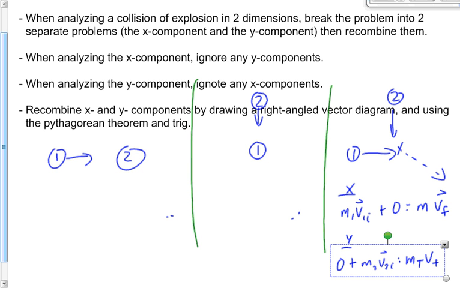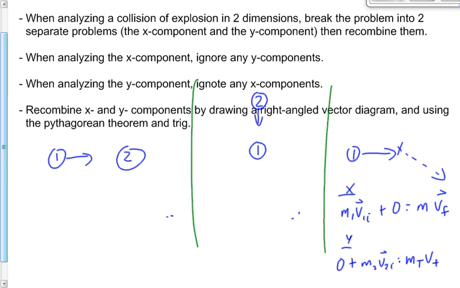The x component has zero momentum for the second object. Can you explain to me why I can do that? In the first problem, it's easy to say why the second object has no momentum. It's not moving. But in the third problem here, the second object is moving. How can I say that the momentum of the second object is zero there? Good, it's only moving downwards. While we're looking at the x component, we're pretending the y component doesn't even exist. There's nothing there for the y component.